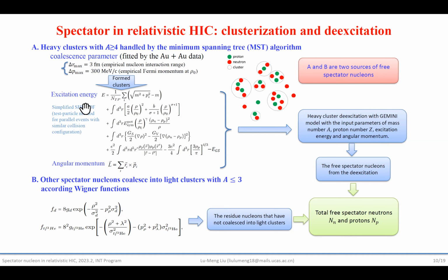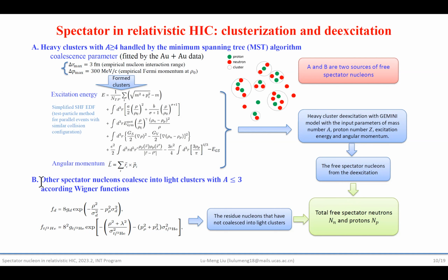Then we use test particle method with a simplified Skyrme-Hartree-Fock energy density functional to calculate the excitation energy of every fragment and also the angular momentum. With this information, we can use a Gemini model to de-excite the cluster to get the final neutron-proton ratio.